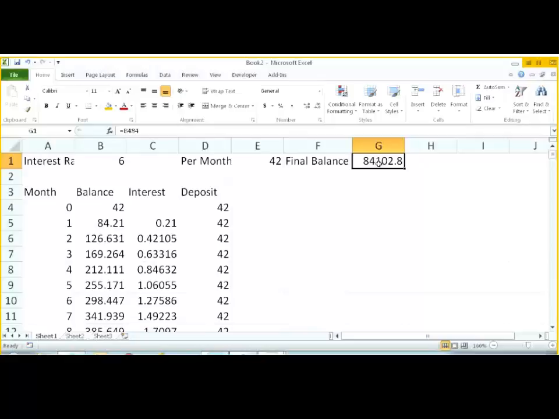So what seemed insignificant, somewhat doable, $42 a month, $1.50 a day, after 40 years is $84,000, which is nice, you'd like to have $84,000, I'm sure.